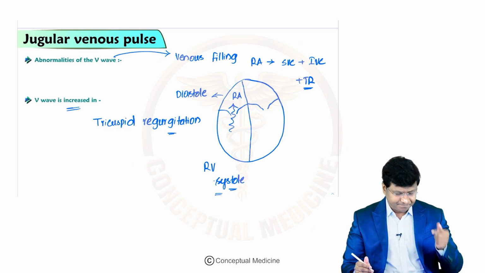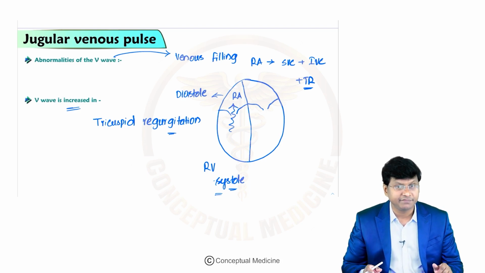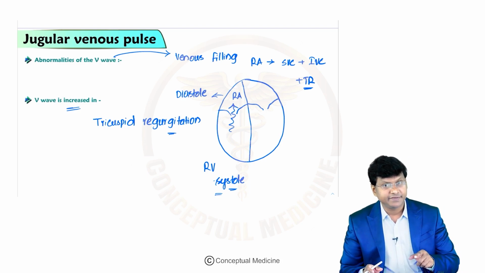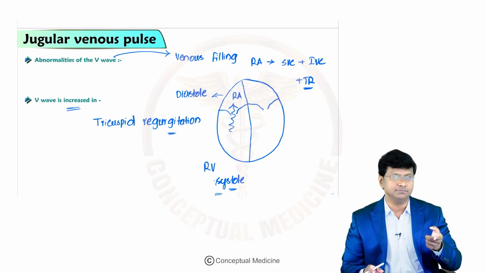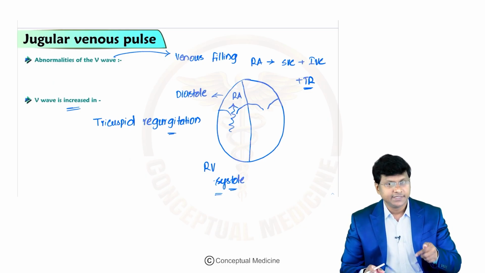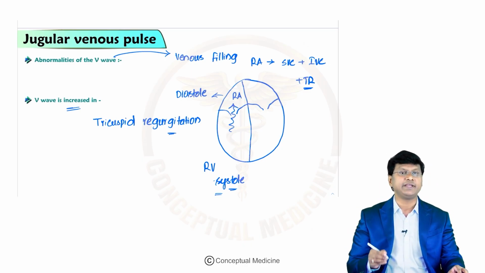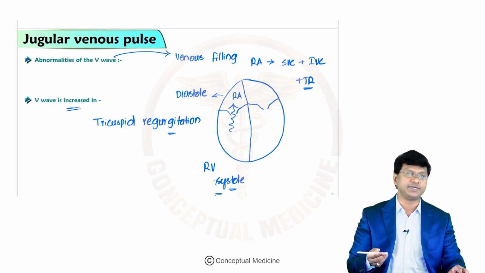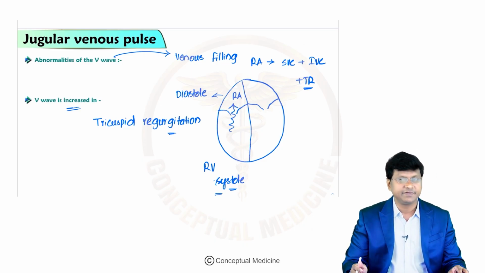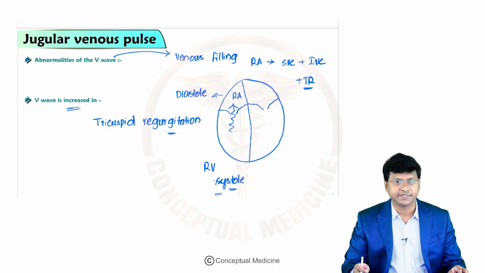So thereby, what will happen to your V wave now? The V wave amplitude increases. Why? Because in a normal individual, the V wave is only SVC and IVC blood. But here you have an additional tricuspid regurgitant blood. So that is the reason why the V wave amplitude is increased.